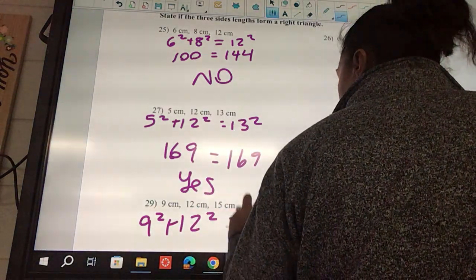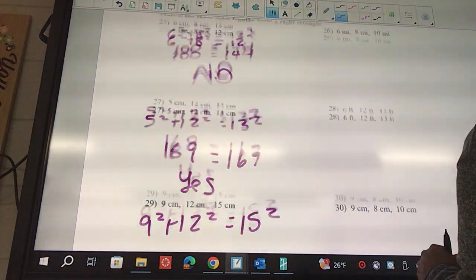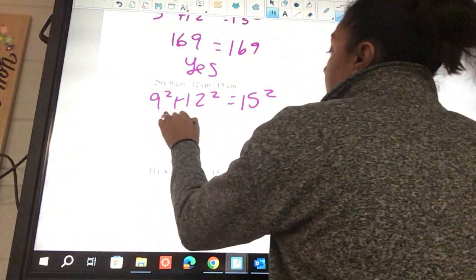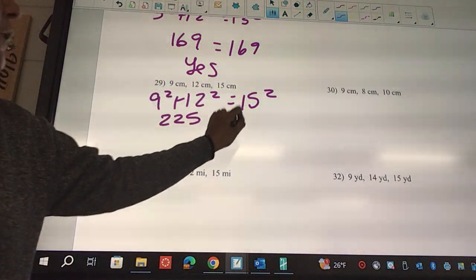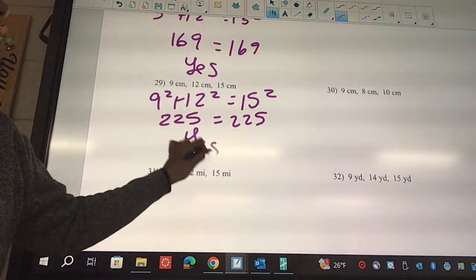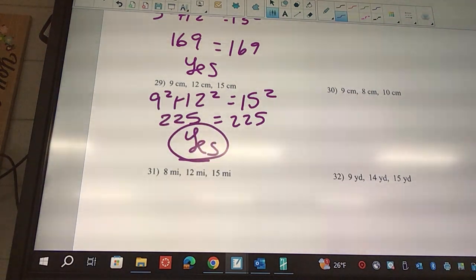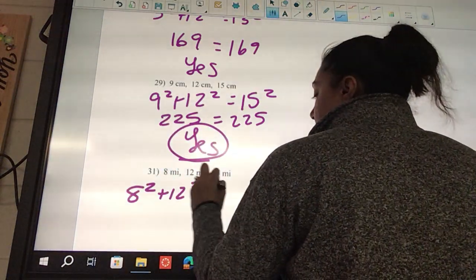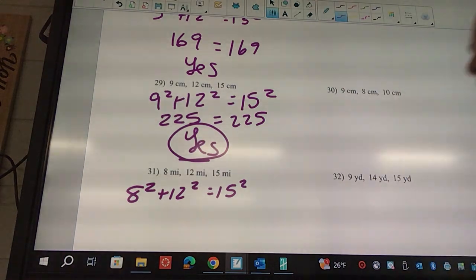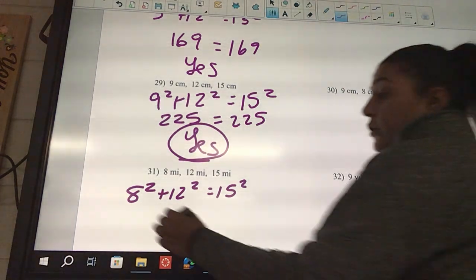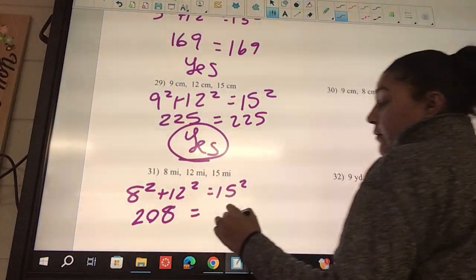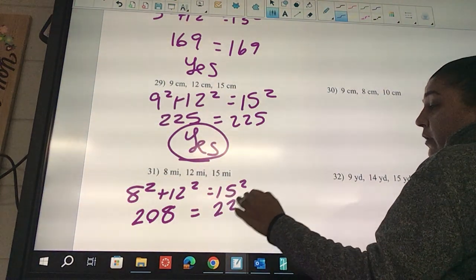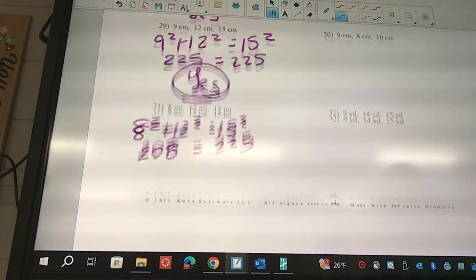Okay, 29, I'm going to get 9 squared plus 12 squared equals 15 squared. 225. And 15 squared is also 225. So this is going to be a yes. Okay, last one, I'm going to get an 8 squared plus 12 squared equals 15 squared. 208? And 15? 225. So is that a right triangle? No.